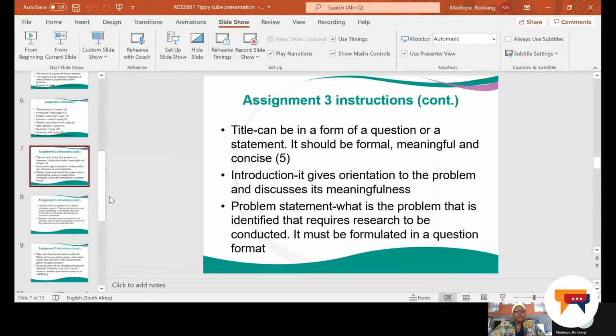So when you do the introduction, you can also use other academic writers, books or articles to quote what is relevant to the topic that you are discussing. The problem statement: what is the problem that is identified that requires research to be conducted? It must be formulated in a question format.